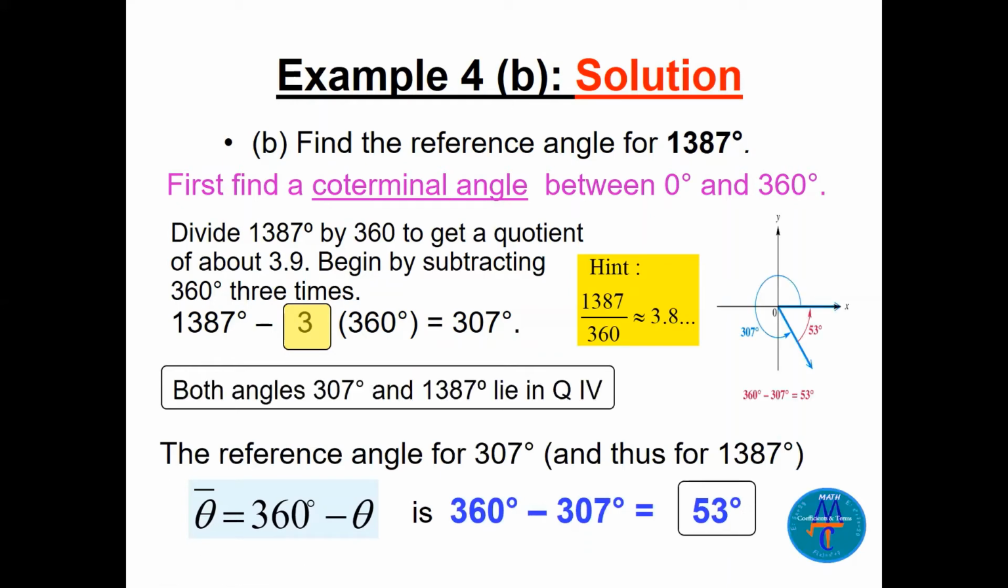So 307 lies in quadrant 4. See, 307 after you subtract 3 times 360 from 1387. So this angle 307 is the coterminal, and the original angle 1387, they both lie in quadrant 4. Let's find the reference. In quadrant 4, to find the reference, 360 minus theta, which is 307. So 53 here is the reference.